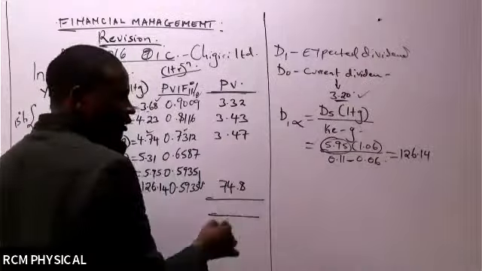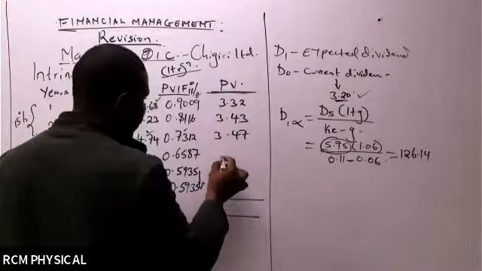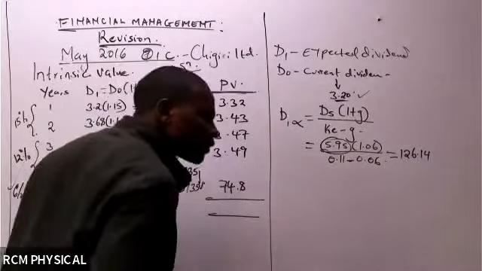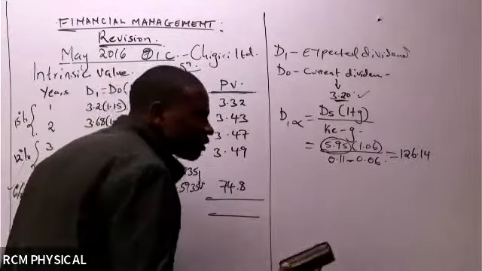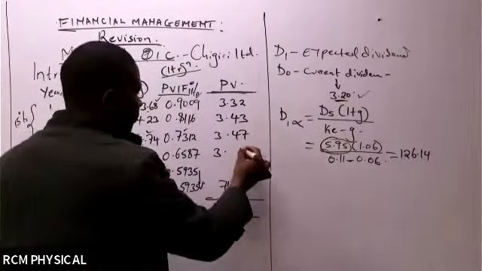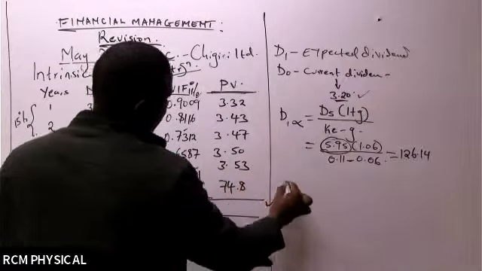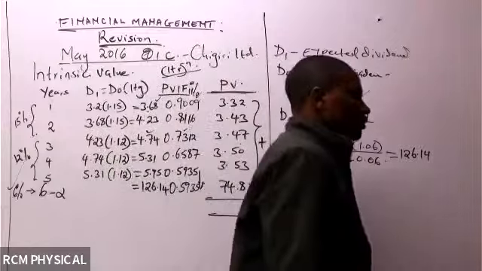3.49. And the last one, that is 3.50. Give the total summation. Do the summation.